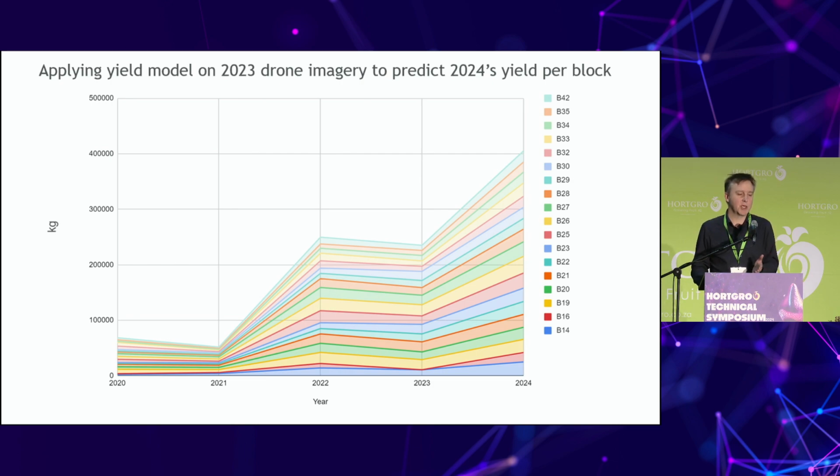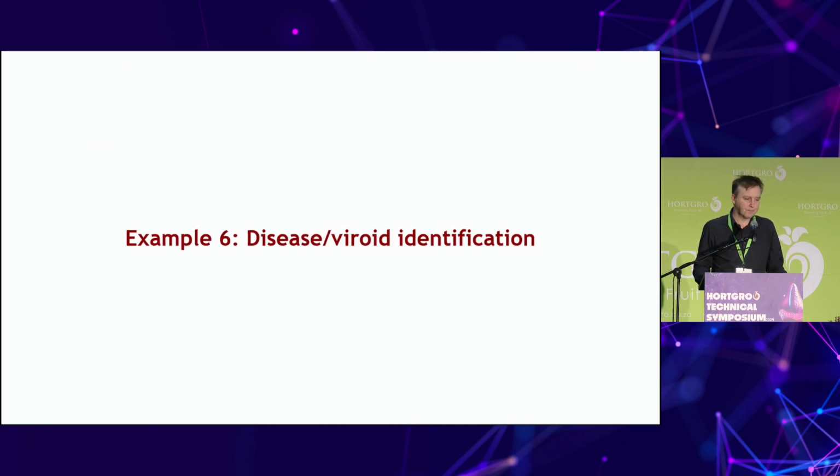So this is the prediction of yield for this year. Last year was an off year. This year seems to be good. I used 2022 data to build the model, and then applied it to the new drone imagery that was flown in 2023. And the prediction is then quite positive. So we'll see this year if it actually pans out to be correct.